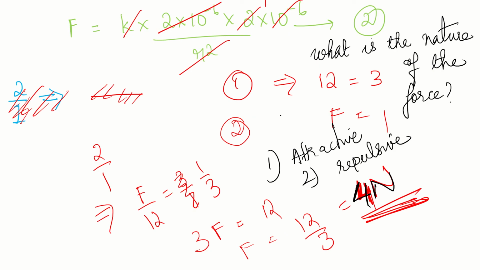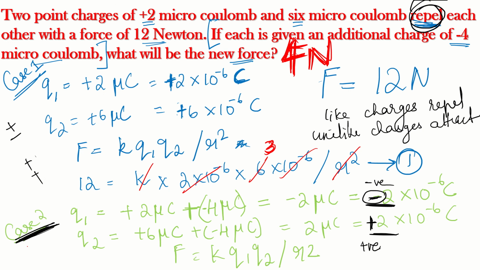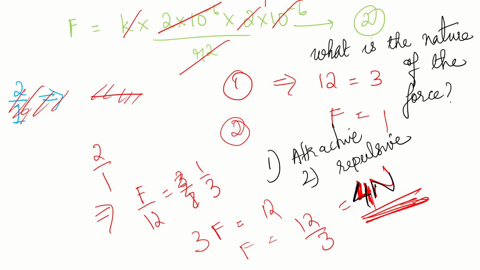So here the charges, what will they do? See, here we have minus and plus. Polarity is different, so they will attract each other. So the nature of the force is attractive. Okay, and here in bracket if they ask, you just write that the nature of the force is attractive, because one charge is plus, other charge is minus. Alright, so this is how we do this question.